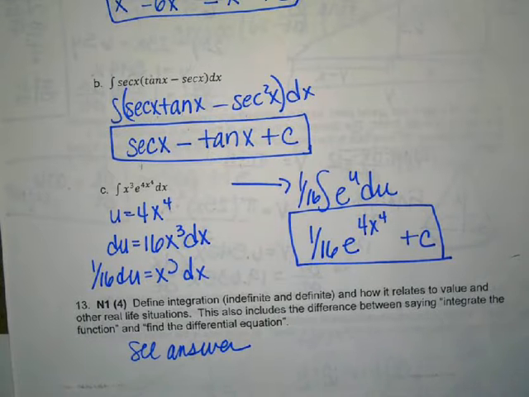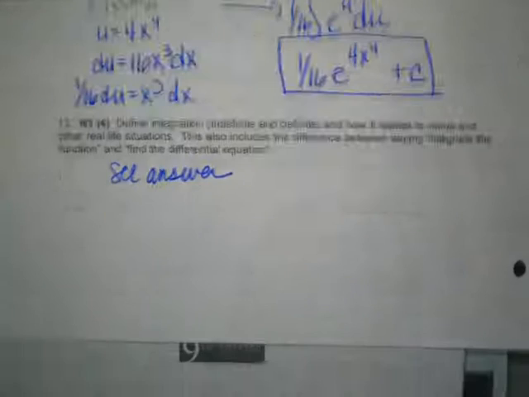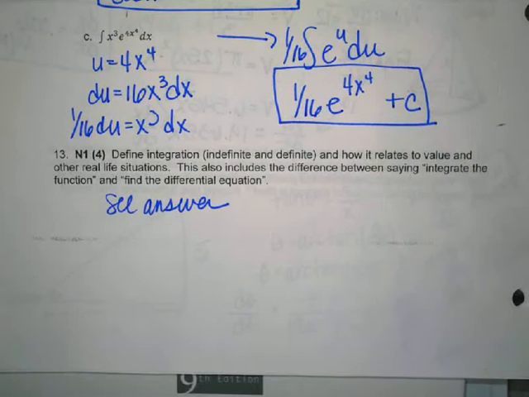Okay, so you're supposed to define integration. There's a bunch of stuff that we wrote in our notes talking about integration. So integration is the area underneath the curve. Integration is the accumulation of value. Integration is finding the original function.